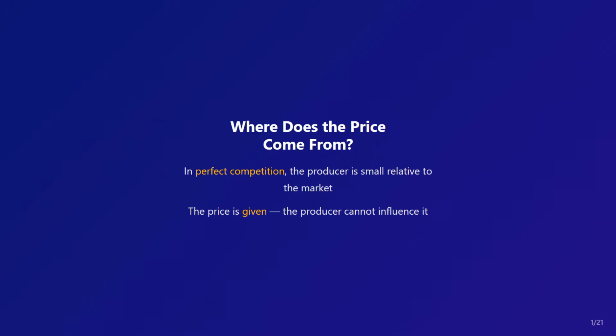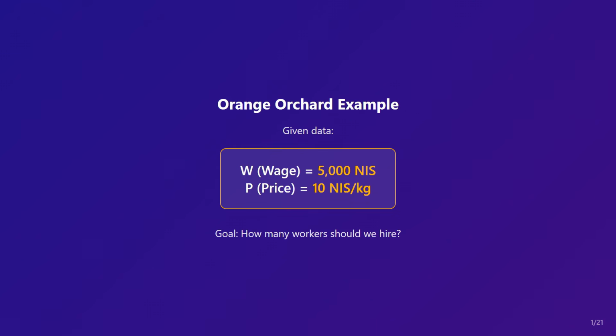An important point students often ask about, where do we get the price from? The market price is given to us. We don't set it. In perfect competition, the producer is small relative to the market, so he takes the price as given and cannot influence it. He can't decide to sell for more than the price because no one would buy from him, and he doesn't need to sell for less because he can sell all his quantity at the market price. Later in the course, we'll learn how market prices are determined, but for now, the price is given and we work with it.